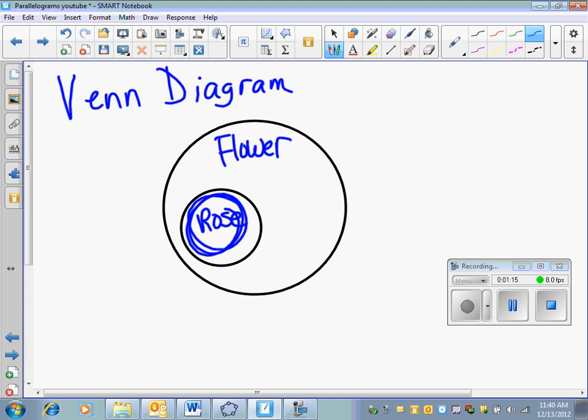Is that a true statement? Yes, it is. Well, let's go the other way. If it's a flower, then is it a rose? No. Why? Because you can give me a counterexample and tell me a flower that is not a rose. So keep that in mind as we go forward.